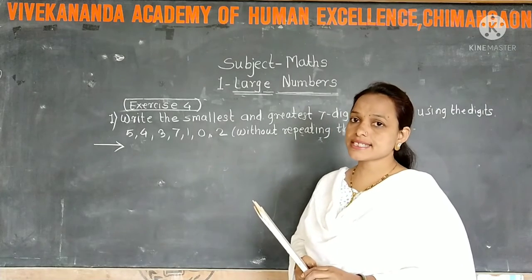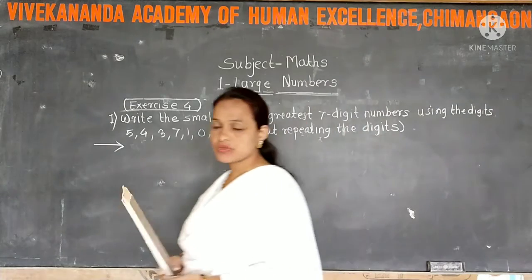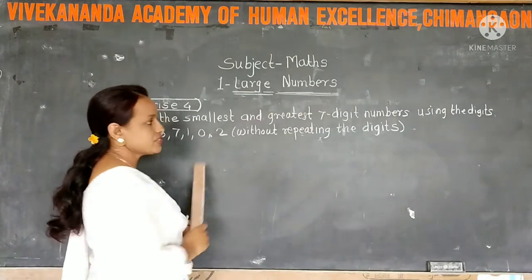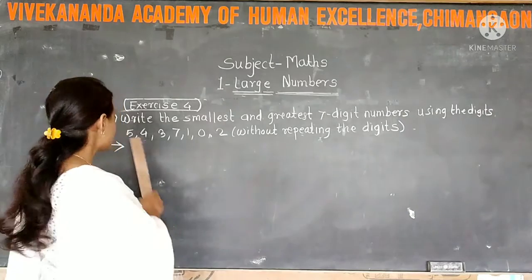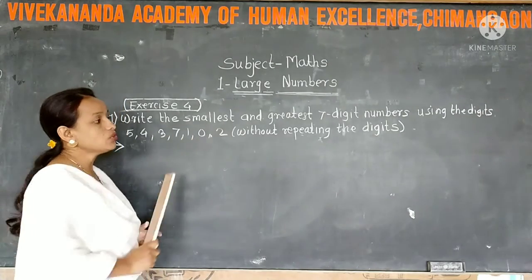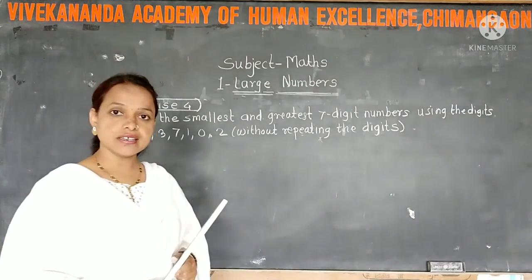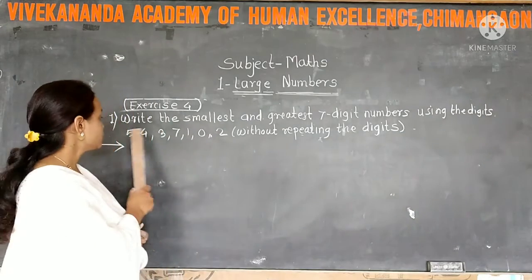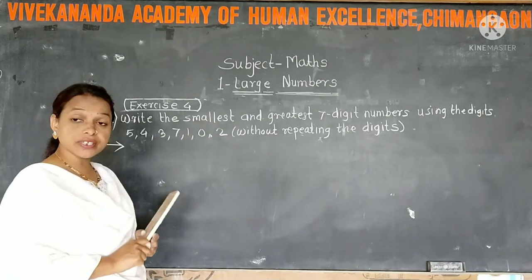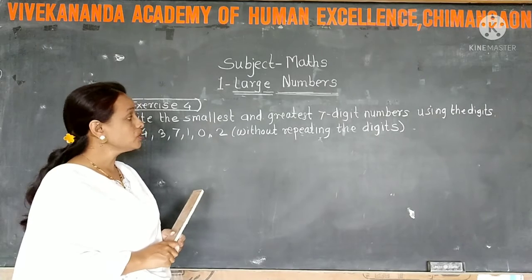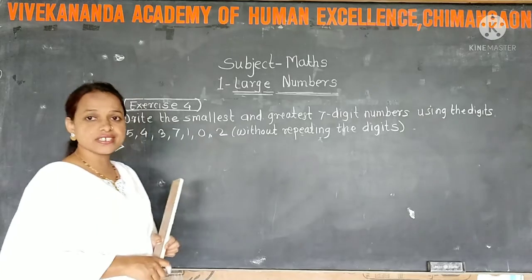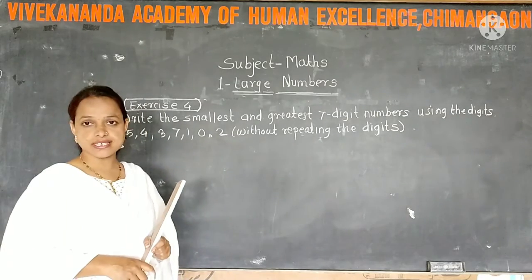Let's solve exercise 4. So let's see the first question. Write the smallest and greatest 7-digit numbers using the digits 5, 4, 3, 7, 1, 0, 2 without repeating the digits. Here 7 digits are given: 5, 4, 3, 7, 1, 0, 2. And without repeating the digits, we have to write a greatest and smallest 7-digit number. So let's see the solution of this example.